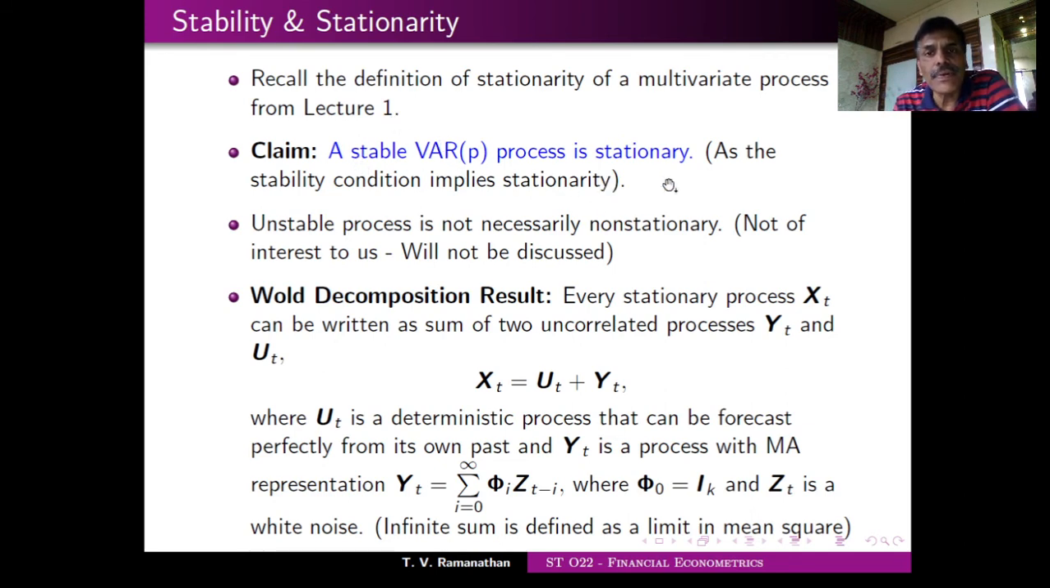So a stable VAR p process is always stationary, because the stability condition implies stationarity. Now, there is a converse of that, but the converse is not true. An unstable process is not necessarily non-stationary, because if something is unstable, immediately you cannot conclude that it is non-stationary. That's why these two conditions are not equivalent. If they were equivalent, that would have been the case, but they are not. But this is not of interest to us, so we are not discussing that in more detail.